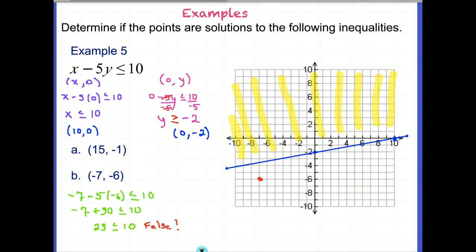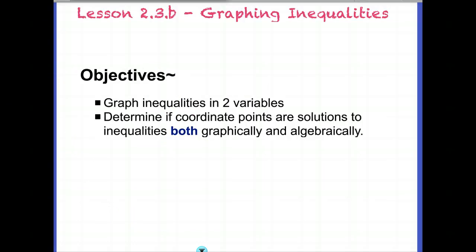And that concludes our lesson for today. So let's just make sure that we are clear on what we went over. We graphed inequalities in two variables. We learned about boundary lines and how to shade. And then we finally determined if coordinate points are solutions to inequalities. And we looked at that both graphically and algebraically.